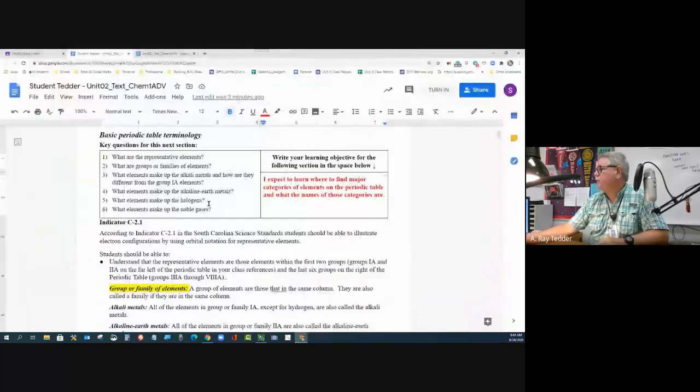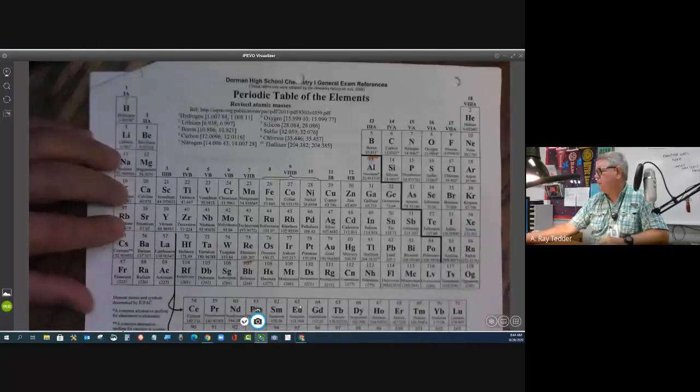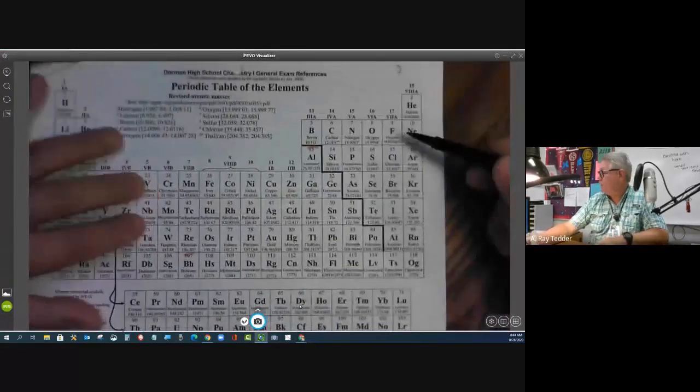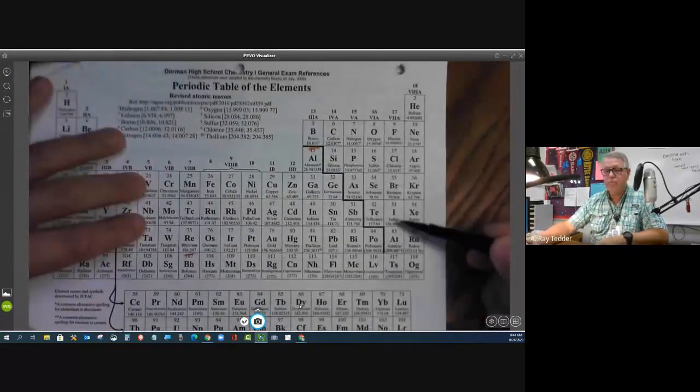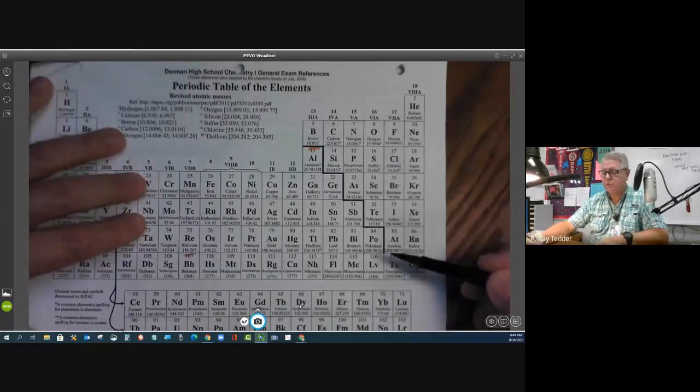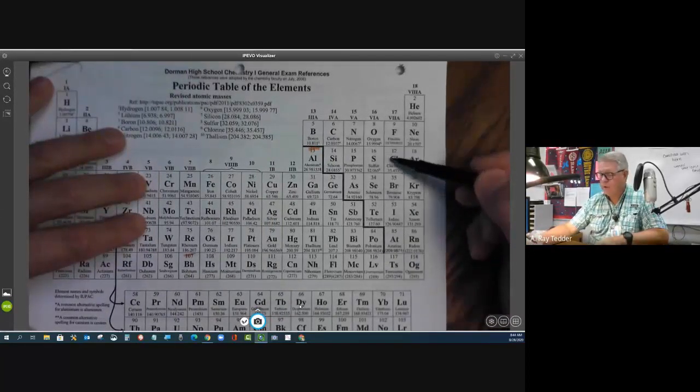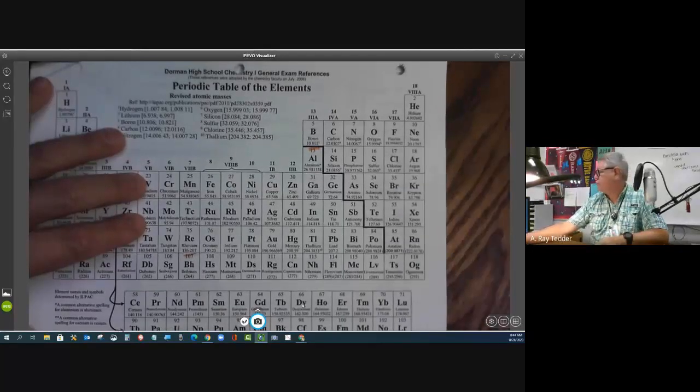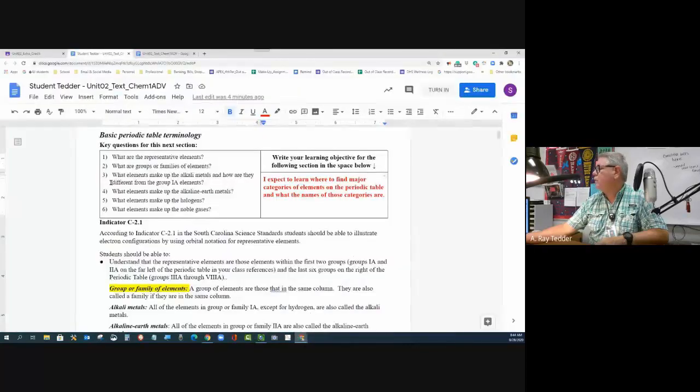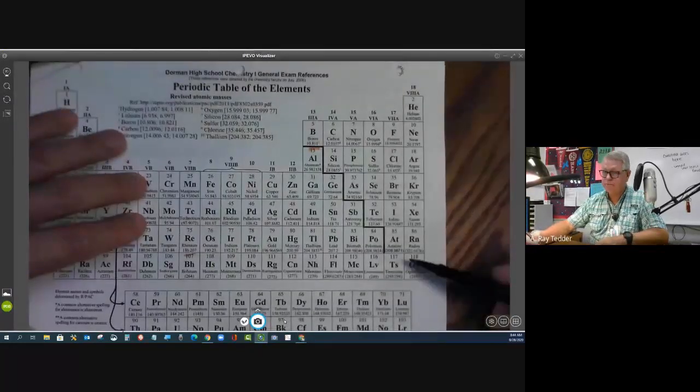So the next question is, what elements make up the halogens? All right. This column right here, next to last column on the right, those are the halogens, okay? And I'm pretty sure the next question is, what are the noble gases? So the noble gases then are the last column over here.